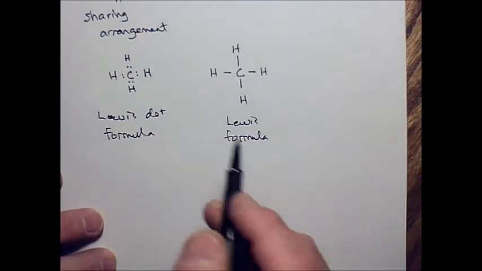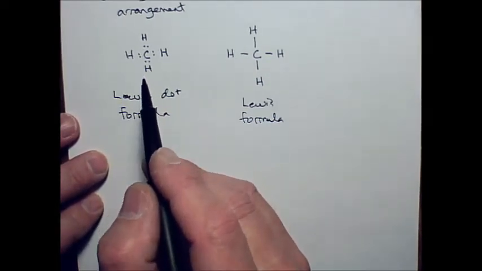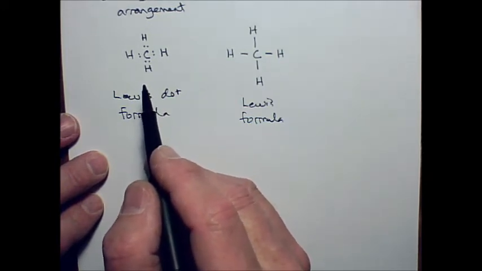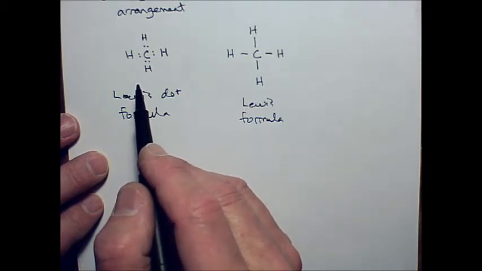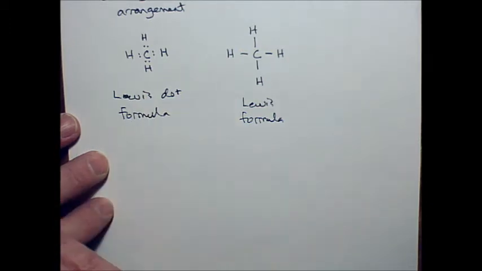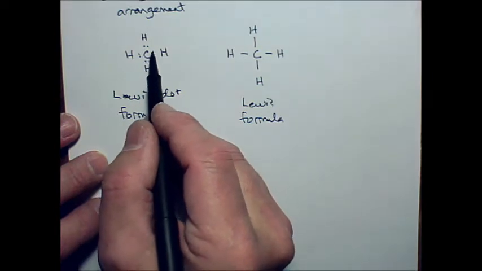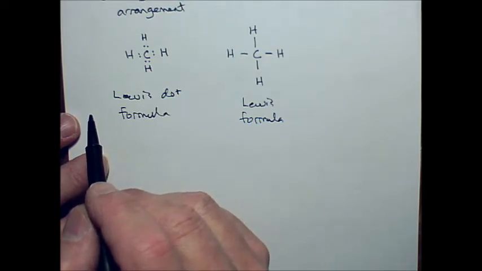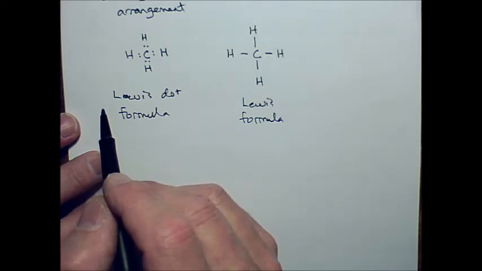Okay? All right. So what I'm going to do is start with the Lewis dot formula. When we start drawing molecules in 3 dimensions, we start with the Lewis formula. You're going to count the sets of electrons around your central atom. Count the sets of electrons around the central atom.